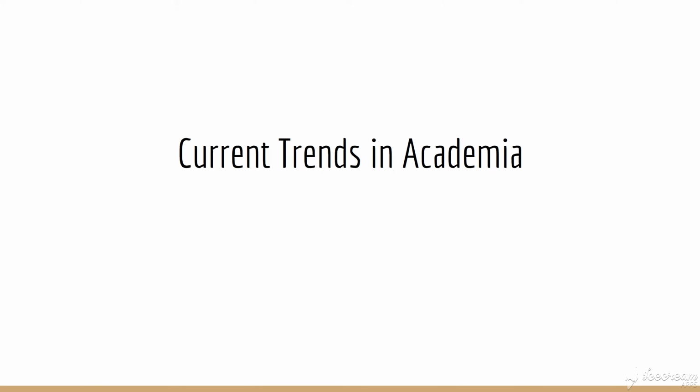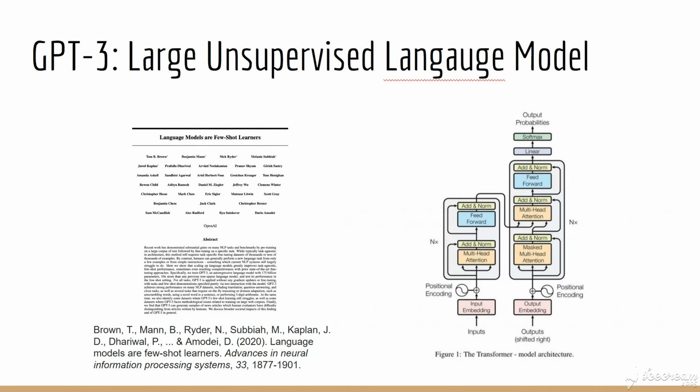Let's take a look at some current trends in academia. The first of which is the use of GPT-3, which is one of the largest unsupervised language models. Language models are more complicated and outside the scope of this discussion, but they essentially are trained off of a large data set that isn't labeled. In this case, we call that unsupervised.